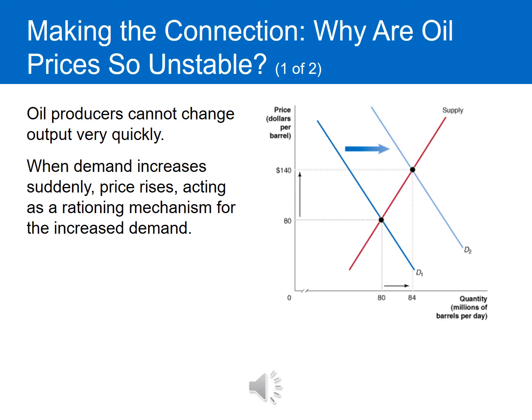So if demand suddenly increases, prices are going to rise, acting as a rationing mechanism for the increased demand. While they will be able to increase the supply a little bit, they can refine faster, maybe draw more oil out of a particular well or out of an oil field that they have quicker than they planned on doing. There's only so much they can do in the short run.